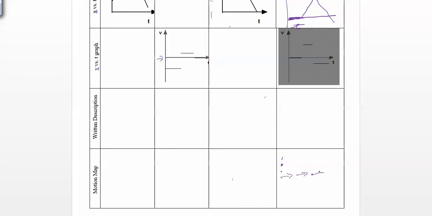It's not going to like that. Oh, it took it. And now it's going to come back, but a little slower. That direction, come back and a little slower. So that's the motion map of what happened.